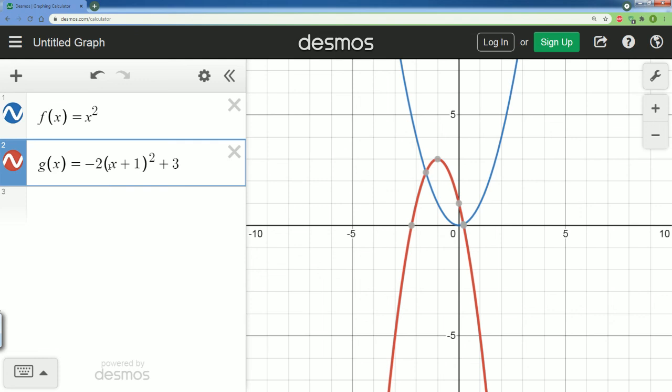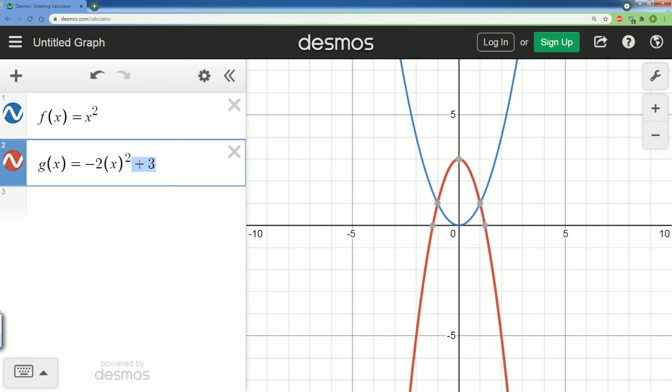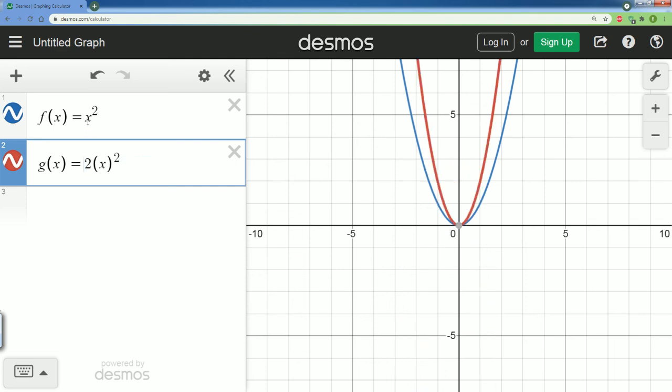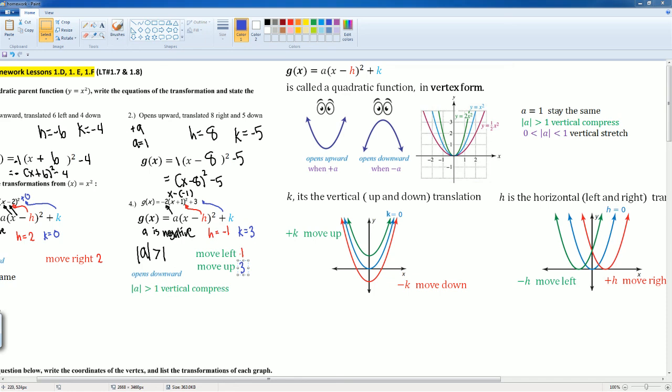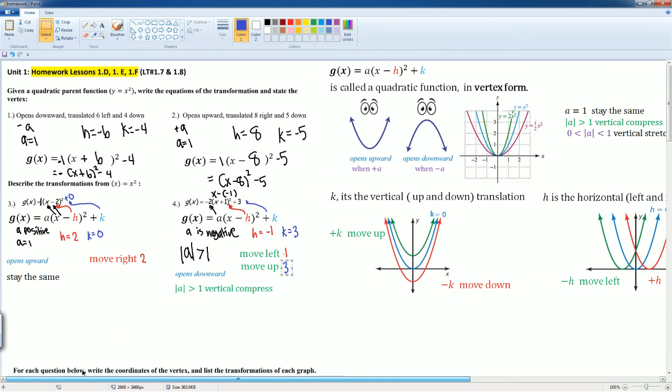The part that you're not seeing is if it's a compression or a stretch. So let me just take out the h and the k value and that negative. All I want you to look at is that value in front. Going from the parent function, which is in blue, now goes to red. Is it stretching? No, it's not. It's compressing. Stretching is if it's getting wider, or fatter. Here, from blue to red, notice it is compressing. That is why I'm saying it's a vertical compression. All right, so there you go. That is 1 through 4.